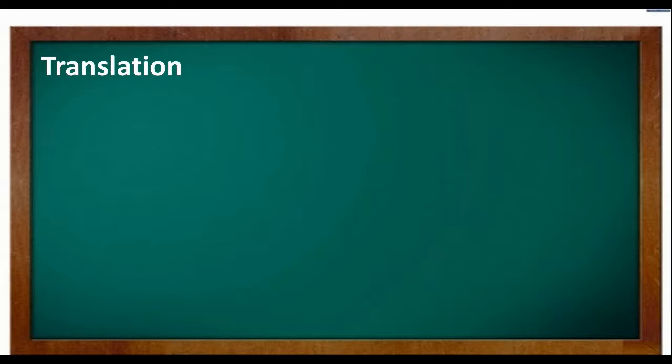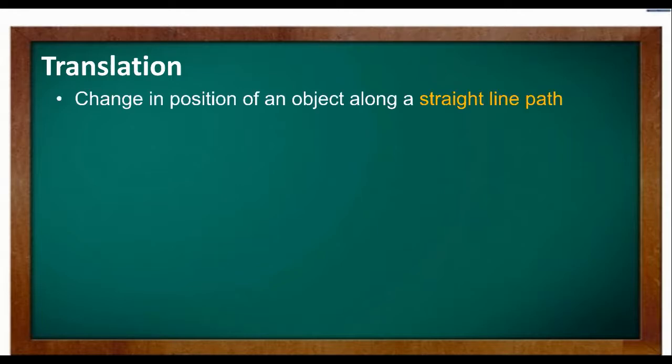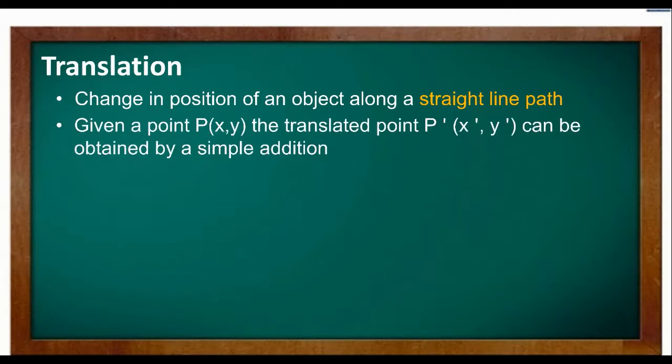Translation. Translation can be defined as a change in position of an object along a straight line path. Now, if a point P of x comma y is given, we can get the translated point P dash of x dash comma y dash by simple addition. That is, x dash is equal to x plus tx and y dash is equal to y plus ty.